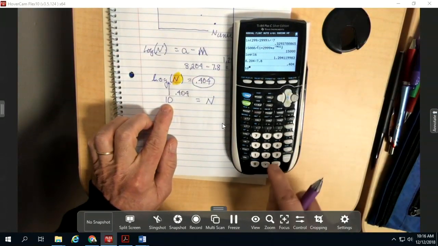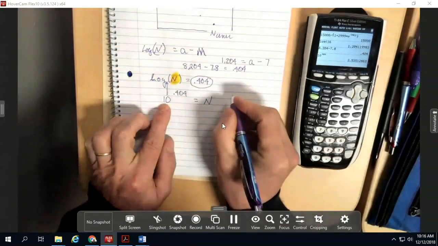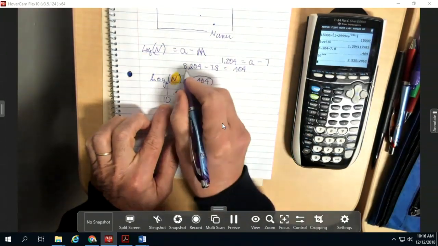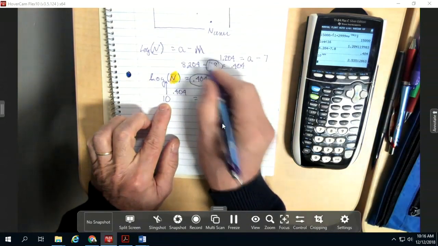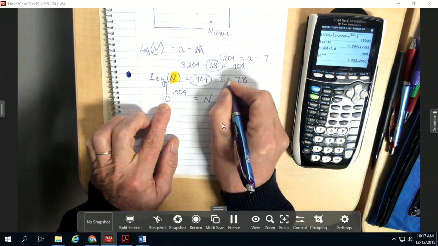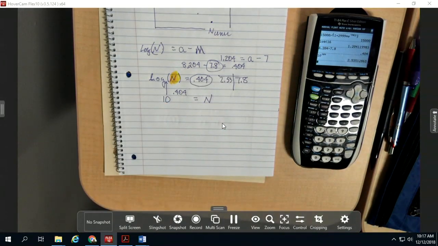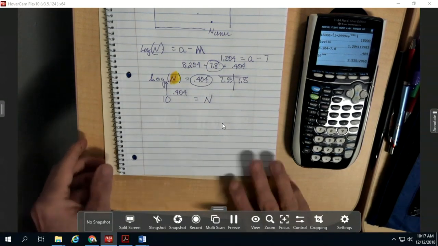10 to the 0.404. So the number of earthquakes that are going to be that 7.8 is 2.53 earthquakes per year. Or about 2.5 earthquakes each year are going to have that magnitude. Next one.